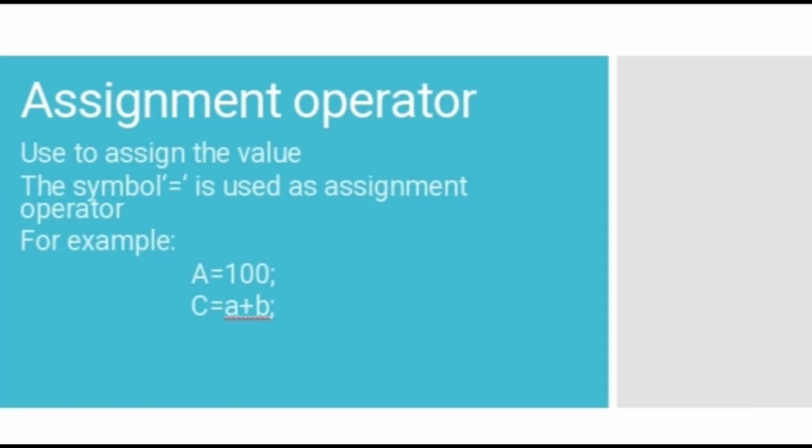Assignment operators. The word assignment is derived from the word assign. Assign means to give a task, and the equal symbol is used for the assignment operator. You can see the example, that is a = 100;. The a is assigned the value of 100. Similarly, in the next line, c = a + b, where = is the assignment operator. It means c is assigned the value of a + b.